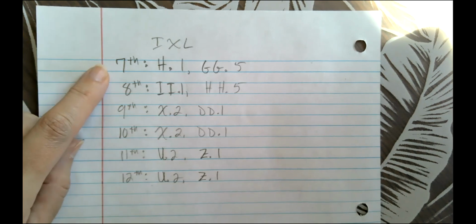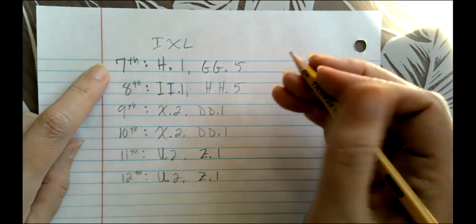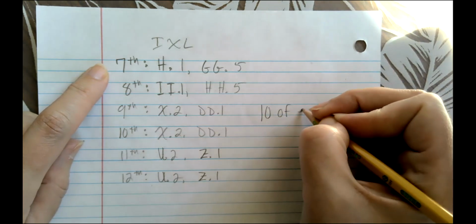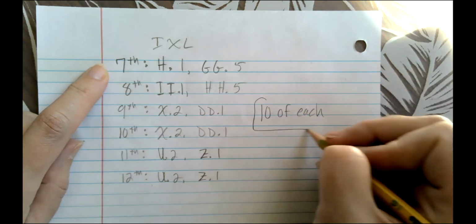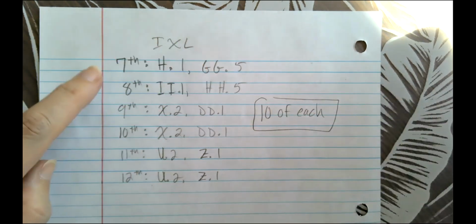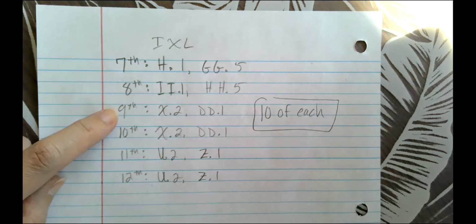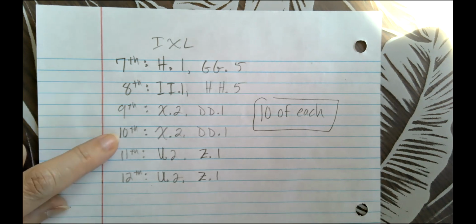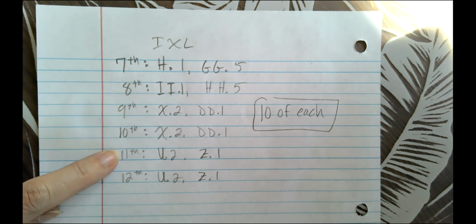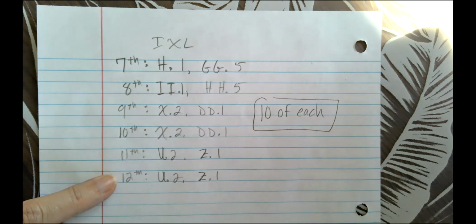So if you're in 7th grade, you'll do H.1 and GG.5, and you should do 10 of each section correct, okay? 10 of each, so it will be a total of 20 problems, okay? If you're in 8th grade, it's II.1 and H8.5. 9th grade is X.2 and DD.1. 10th grade is X.2 and DD.1. 11th grade is U.2 and Z.1. 12th grade U.2 and Z.1.